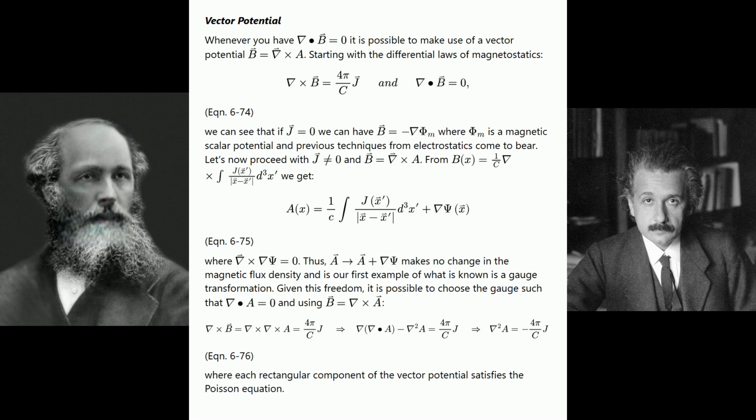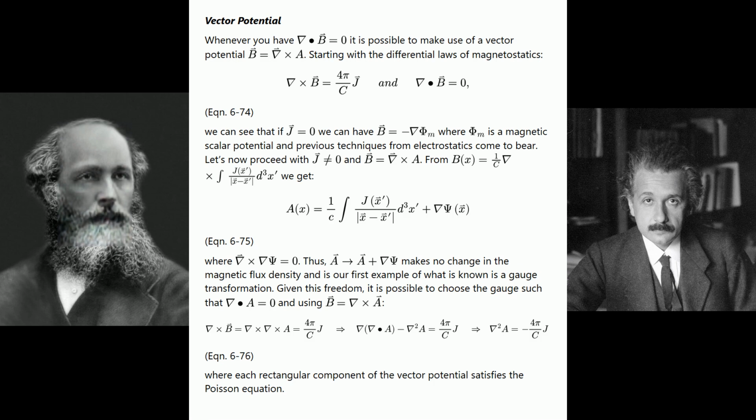Let's now proceed with J vector not equal to 0 and B vector equals gradient cross A. From B of x equals 1 over c gradient cross the integral from 2 of the fraction with numerator J of x prime vector, and denominator the absolute value of x vector minus x prime vector, d cubed x prime, we get equation 6-75, where gradient cross gradient psi equals 0. Thus, A vector plus gradient psi makes no change in the magnetic flux density and is our first example of what is known as a gauge transformation.